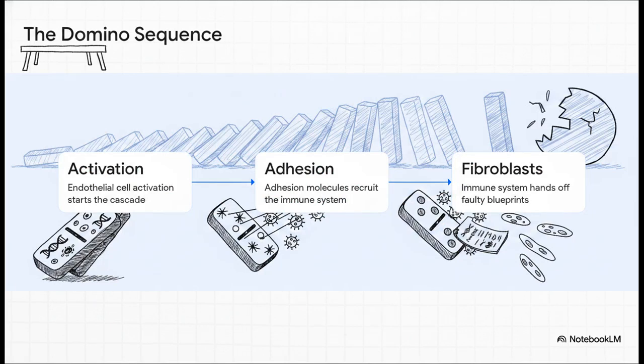Okay, let's just pause for a quick second and track our dominoes, because this sequence is the key to understanding the entire explainer. We started with the wobbly table of genetics. Then, domino 1, vascular damage causes endothelial cell activation. Domino 2, those cells put up adhesion molecules which recruit the immune system. Domino 3, the immune system arrives and hands off those faulty, pro-fibrosing blueprints to the cells in the tissue. And this precise sequence sets up our final devastating phase.